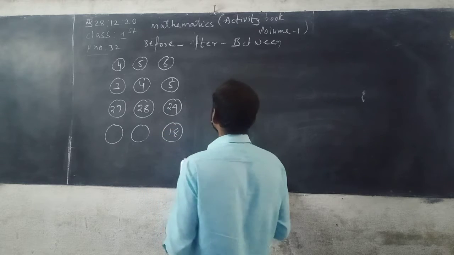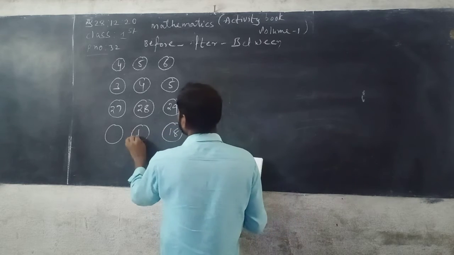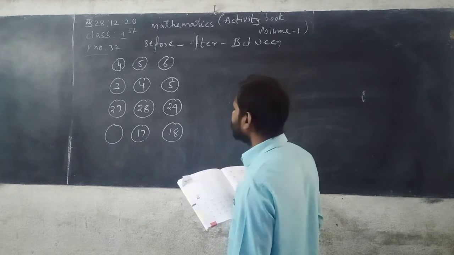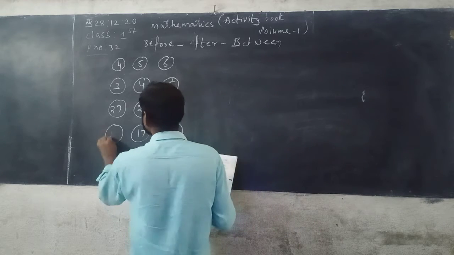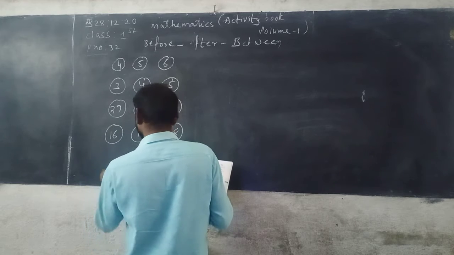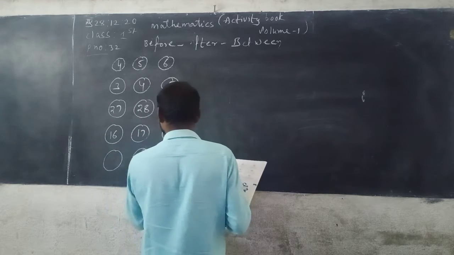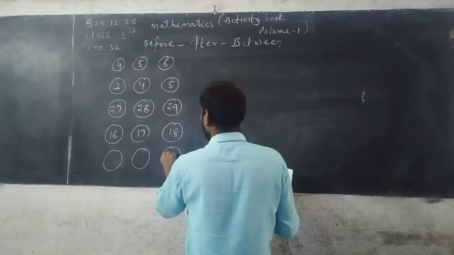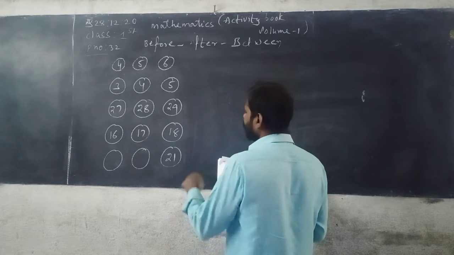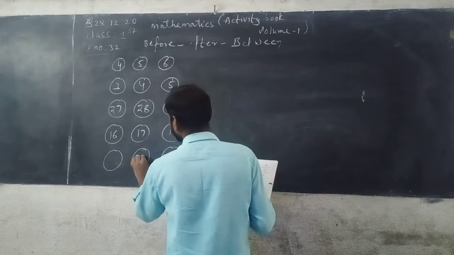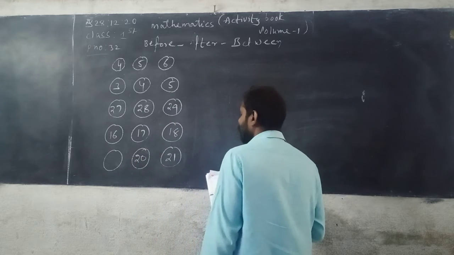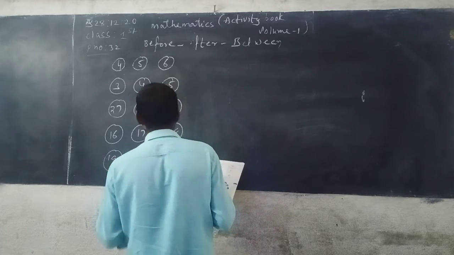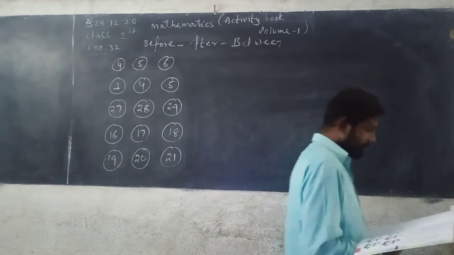The number that comes before 18 is 17. The number that comes before 17 is 16. The number that comes before 21 is 20. The number that comes before 20 is 19. Write down everybody.